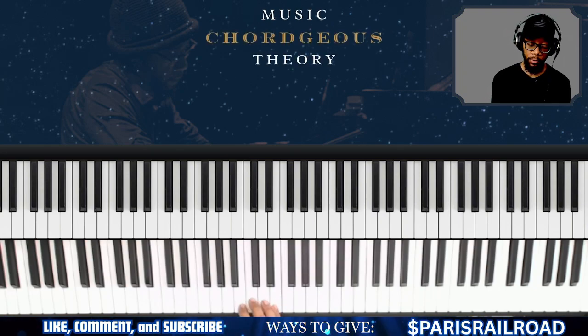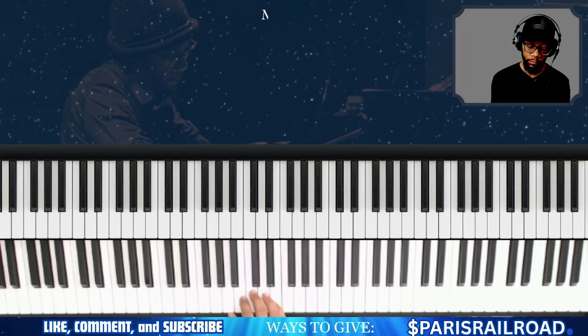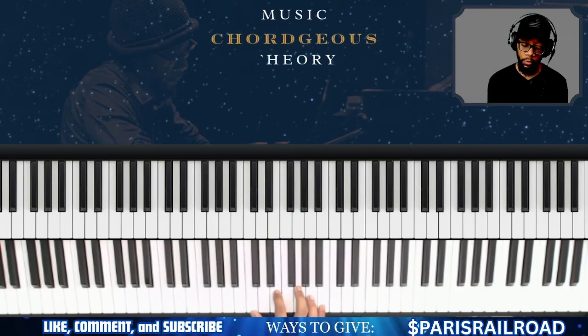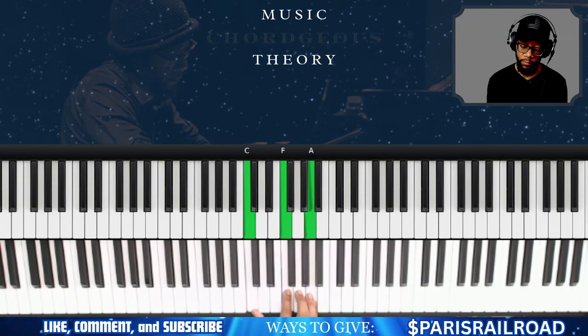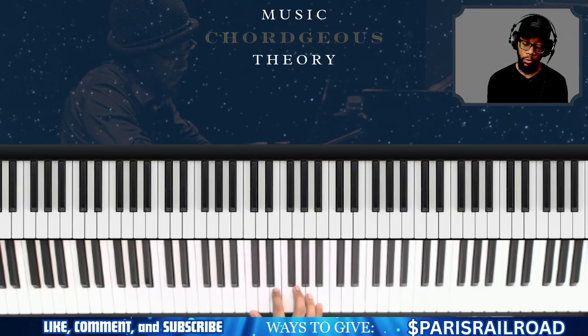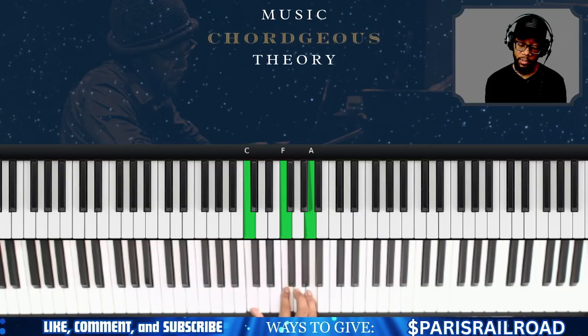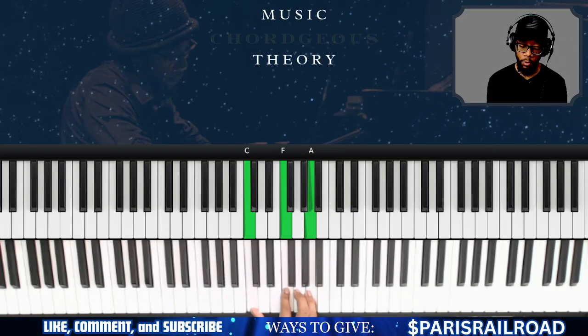So look at this. I'm going to show you every inversion of it. So root position, if I say go 1 to 4, that's C to F. So I will go C, F. I'm not moving this note. So that's in root position. So root position C takes me to second inversion F, or second inversion 4 chord.